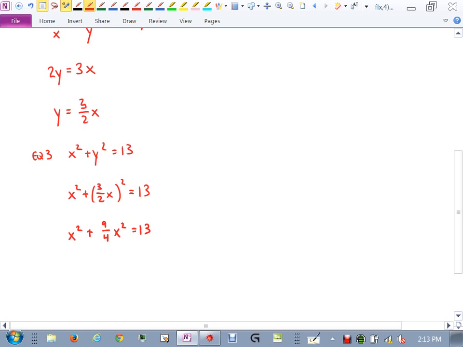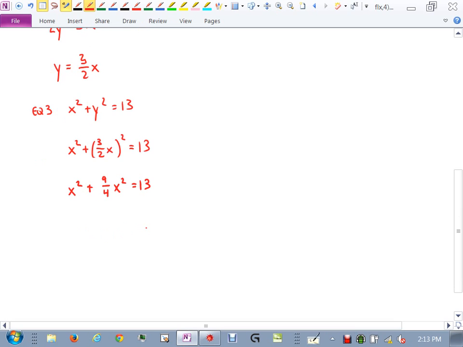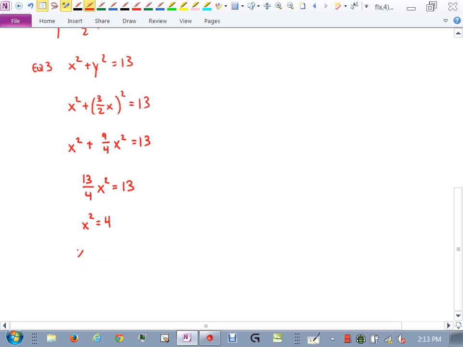Oh, combine. Yes, you could combine them. What would you get? 13/4 x squared equals 13. Multiply both sides by 4/13, the reciprocal, on both sides. X squared is 4, which means x is plus or minus 2. Well, I'll write it this way. X must be 2 or x must be negative 2.